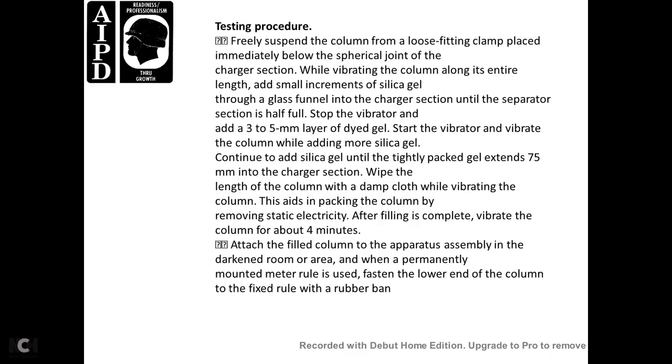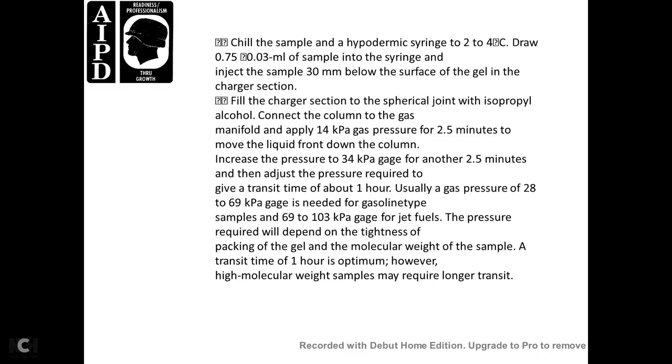When permanently mounted material is used, fasten the lower end of the column to the fixed rule with a rubber band. Chill the sample and a hypodermic syringe to 2 to 4 degrees Celsius. Draw the sample with the syringe and inject it into the column, measuring 30 millimeters from the surface of the gel in the charging section. Fill the charger section cylindrical joint with isopropyl alcohol.